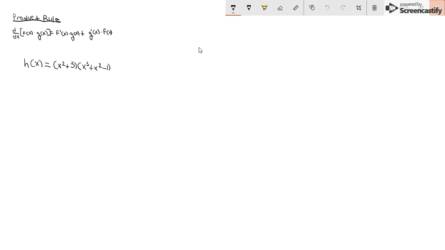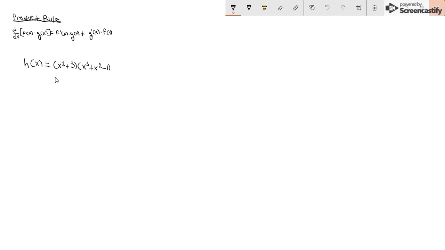So, what the product rule is, it's the derivative with respect to x of f(x) times g(x) is equal to f prime of x times g of x plus g prime of x times f of x. So when would you use this product rule? Well, you would use it in a case just like this, when you have two functions being multiplied. Now, you could multiply this out, FOIL it, and then take the derivative using the power rule, but using this product rule would make things a lot easier.